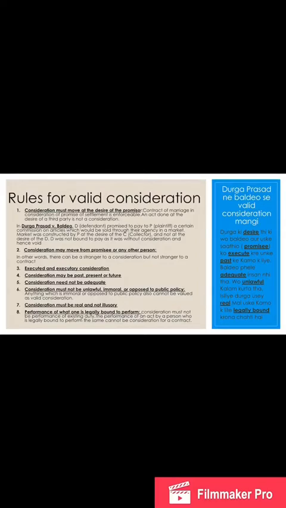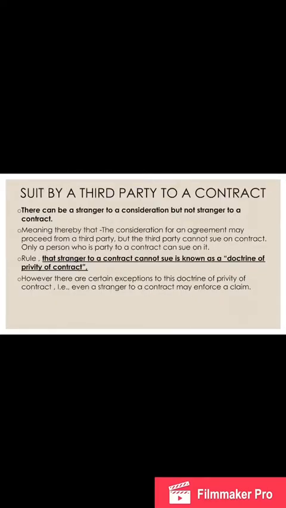But with the help of this story, it will be very easy for you to remember all these 8 points. Now the next question will be suit by a third party to a contract. We generally know that there cannot be a stranger to a contract, but there can definitely be a stranger to a consideration. How can we say that? Because as per section 2D, it clearly states that consideration must move at the desire of the promisor by the promisee or another person or another party on behalf of the promisee. Thus, there can be a stranger to the consideration, but there cannot be a stranger to the contract. The rule that there cannot be a stranger to a contract is known as the doctrine of privity of contract. This doctrine simply states that a stranger to a contract cannot sue for the clauses that are written into the contract. This will be dealt with in later videos.